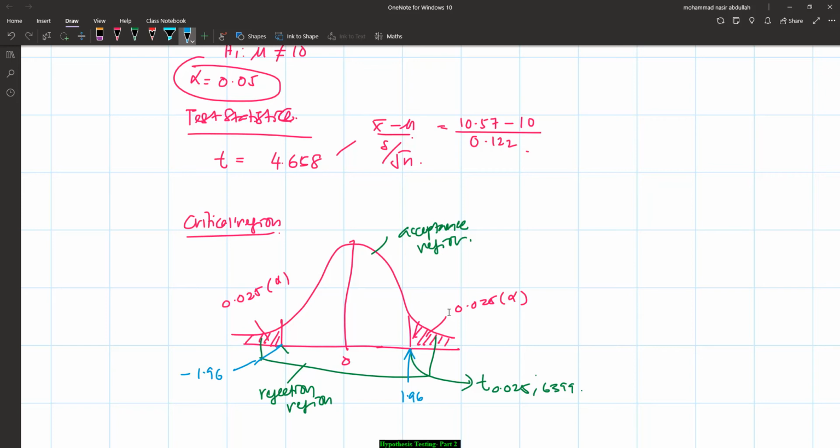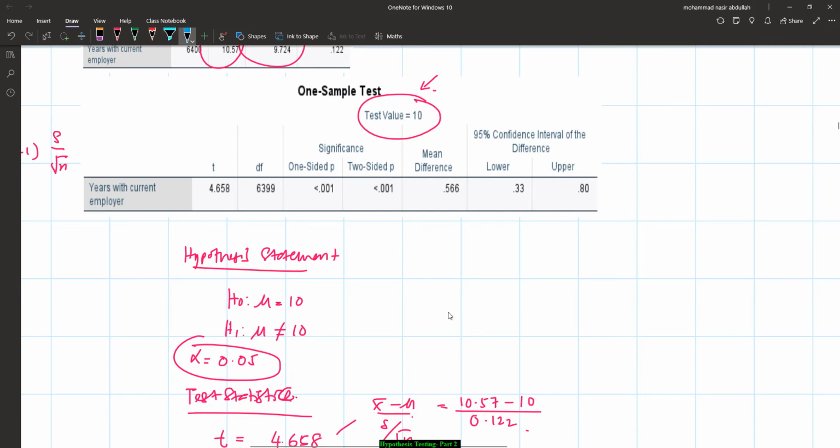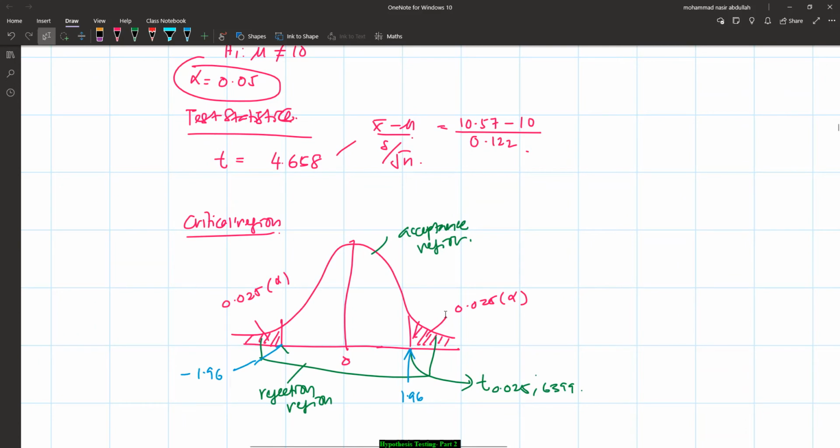So since the T statistic or T calculated is beyond 1.96, right, or falls inside rejection area, so we reject null hypothesis. We reject null hypothesis and we accept alternative hypothesis. So we can conclude that the average year employee spend in the current employer is more than 10 years. So this is one of the method yang I tunjuk kan.